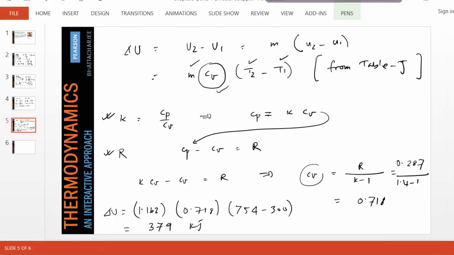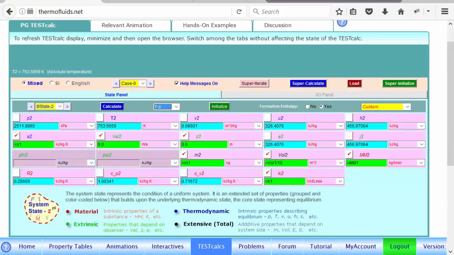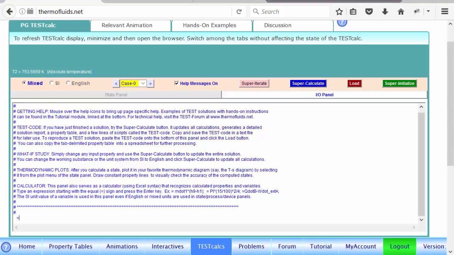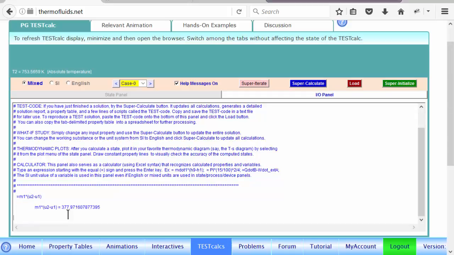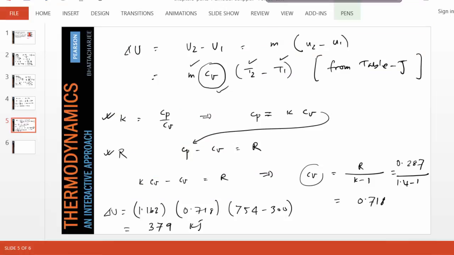Oh, by the way, to find delta U, we go to the IO panel, and we can write an equation: equals M1 star U2 minus U1, and that will give us delta U 377.97 or 378, and what we got manually was 379, very close.